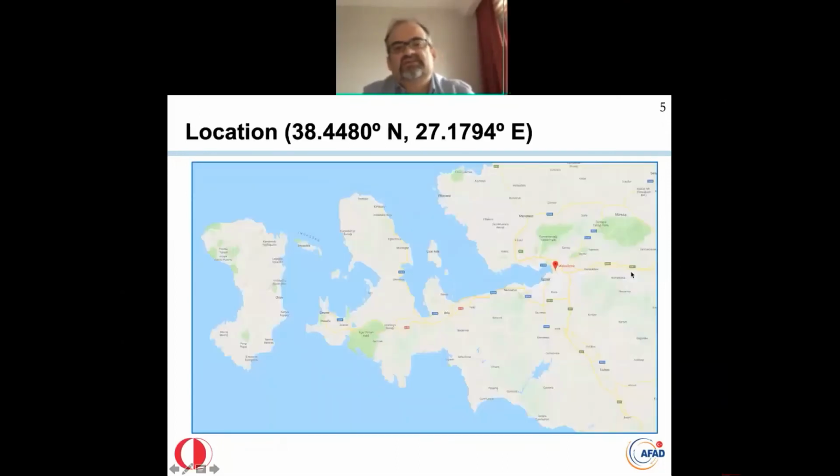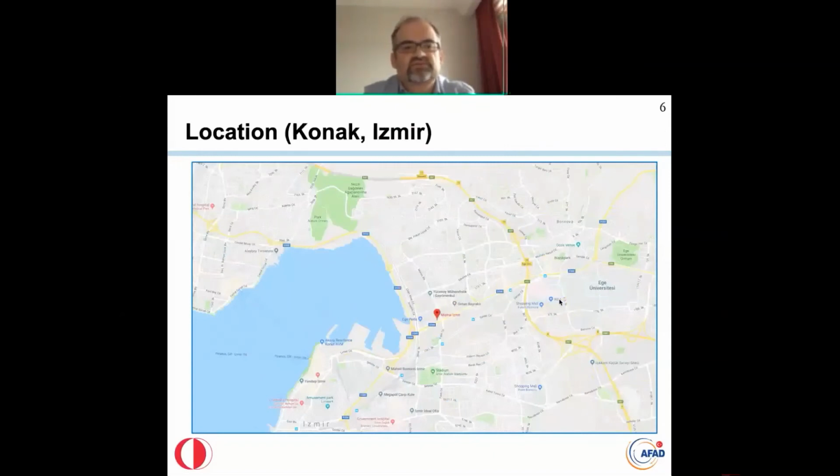So here's the location of the building on the map. Here's a close-up view. It is in Konak district of Izmir, very close to the collapsed buildings in the Bayraklı region. And for those of you who know Izmir, this is the view from the top to the west.